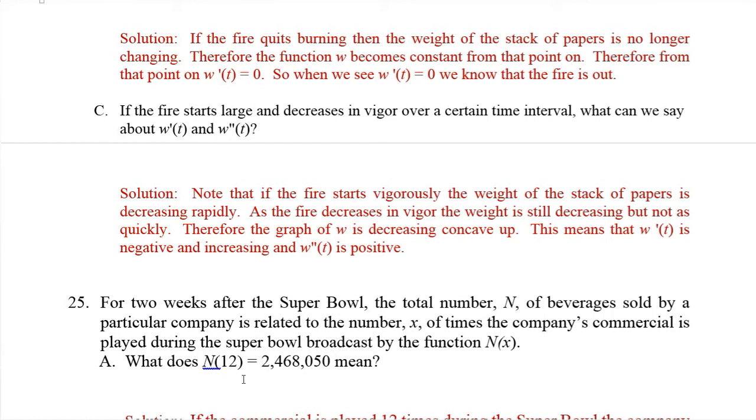See if you can explain that. Press pause till you get it figured out, and then come back. Okay, so 12 is an input, which is an X value, which is the times the commercial is played, and N is the output, or the Y value, or the number of beverages sold. So this says if they play their commercial 12 times during the Super Bowl, then they're going to sell 2,468,050 beverages for this 2-week period.